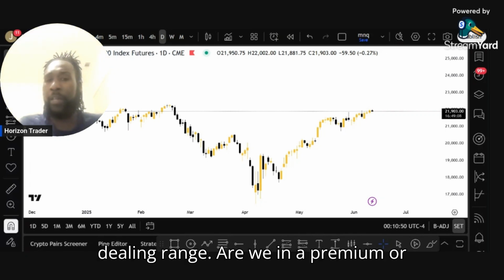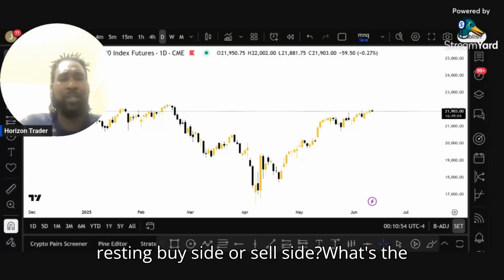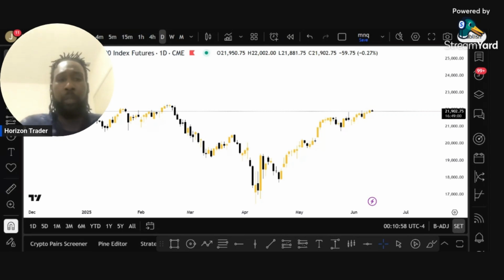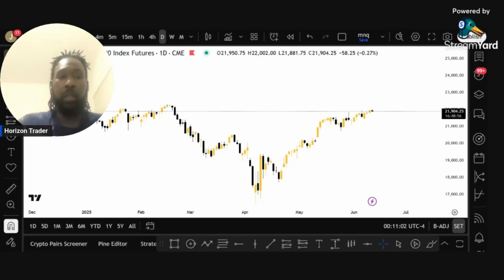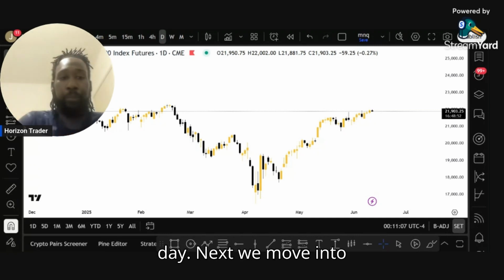Are we in a premium or discount? Where's the external liquidity resting, buy side or sell side? What's the overall directional bias for this session? When you know this, you stop forcing trades that go against the bigger flow. The daily sets the tone for the entire day.